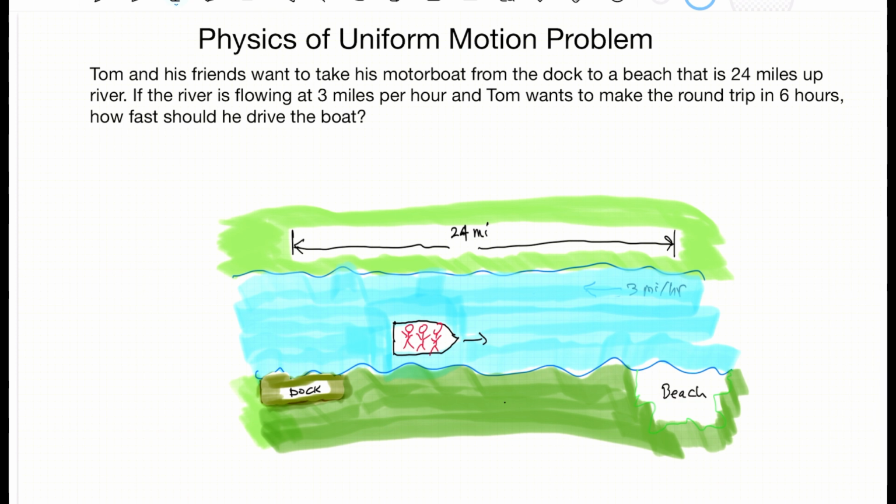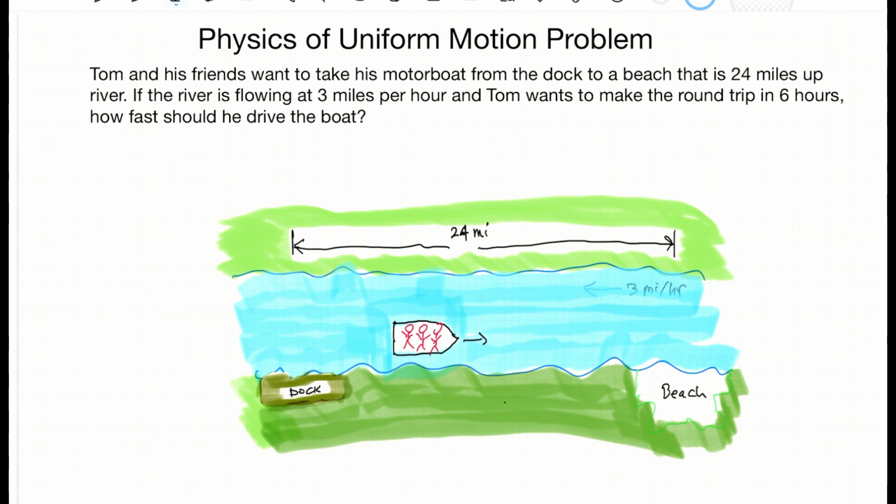Here's the problem. Tom and his friends want to take his motorboat from the dock to the beach that is 24 miles upriver. If the river is flowing 3 miles per hour and Tom wants to make the round trip in 6 hours, how fast should he drive the boat?